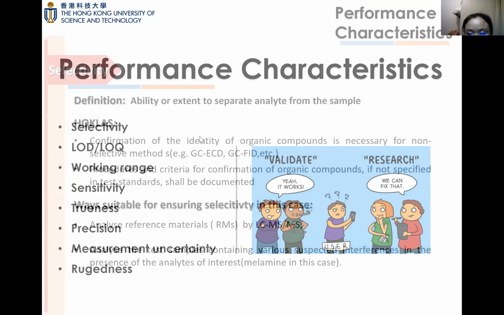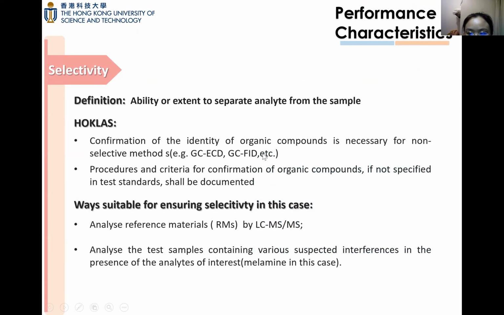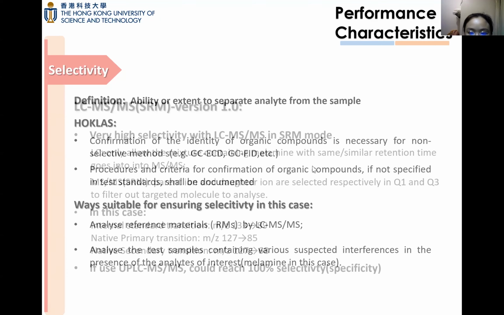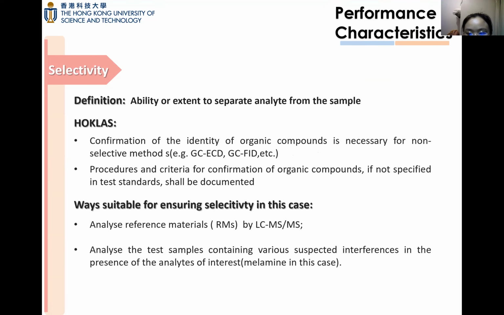First one is the selectivity of LC tandem MS. Selectivity is the ability to separate analyte from the sample. According to the Hochfleisch, we need to use reference materials to confirm the selectivity of the LC tandem MS, or we could use test samples containing various suspected interferences in the presence of the melamine.